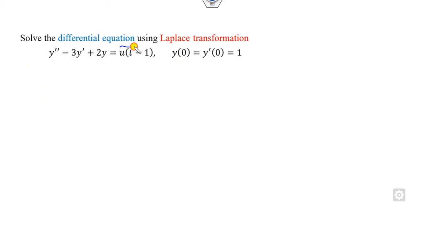Okay, what is that? This is the unit step function. And if you remember, what is the Laplace of the unit step function? It will be e raised to power minus as over s.